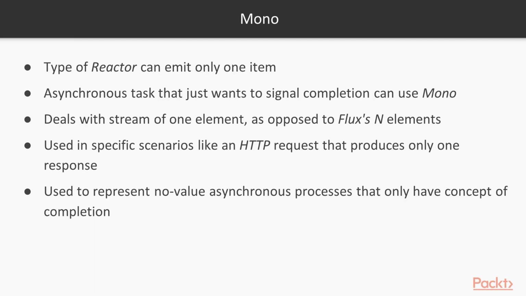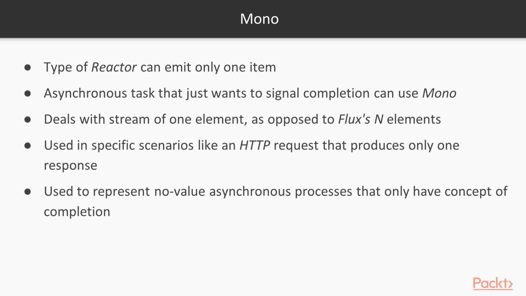Next is the Mono. Mono is another type of Reactor that can emit only one item at the most. An asynchronous task that just wants to signal completion can use a Mono. Mono mainly deals with a stream of one element as opposed to Flux's n elements. Mono is used in specific scenarios like an HTTP request that produces only one response. In such cases, using Mono would be the right choice.